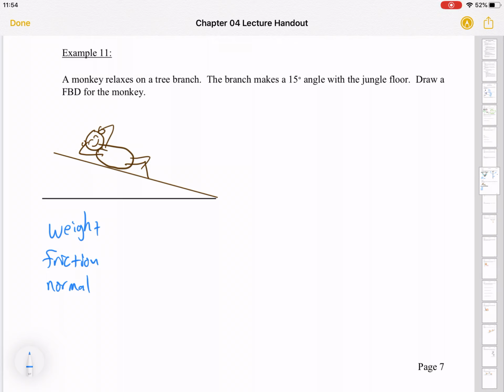Past that, I think we might be good. I think that's it. We could be careful, actually. We could say, what kind of friction is it? Well, he's not sliding, so that friction is static friction. Static friction prevents sliding, prevents slipping, and kinetic friction acts against velocity to slow something down. Okay, so I think we're ready to draw this picture.